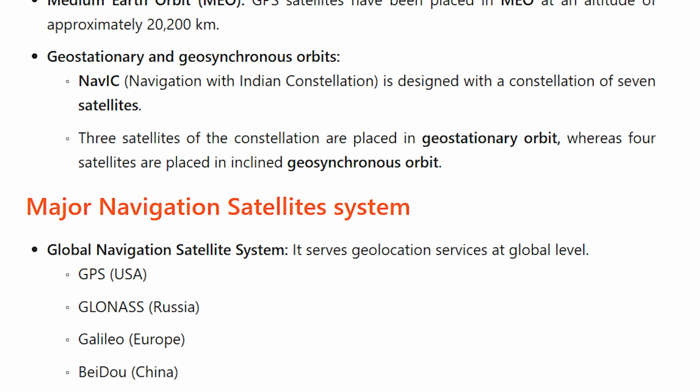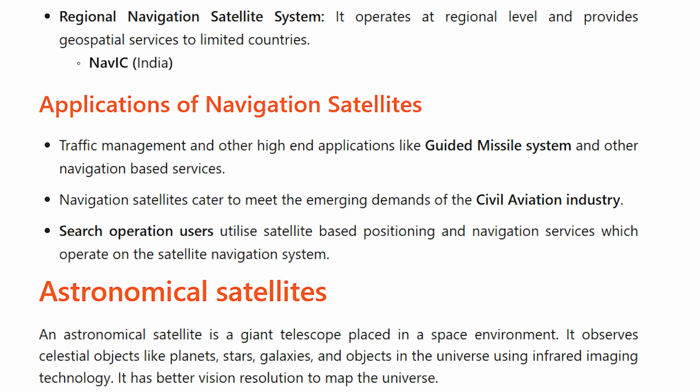Major navigation satellite systems: Global Navigation Satellite System serves geolocation services at global level. GPS, USA. GLONASS, Russia. Galileo, Europe. Beidou, China. Regional Navigation Satellite System operates at regional level and provides geospatial services to limited countries. NavIC, India.